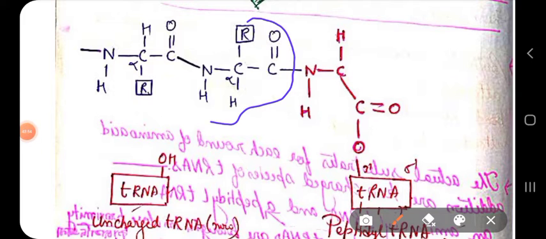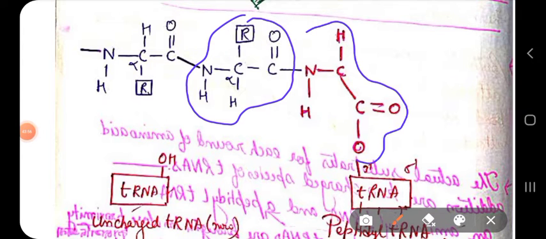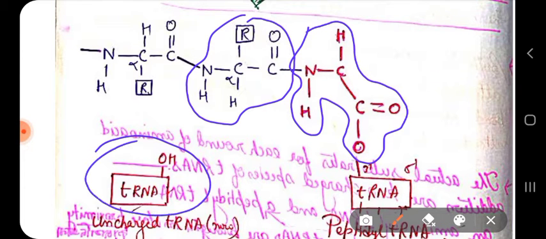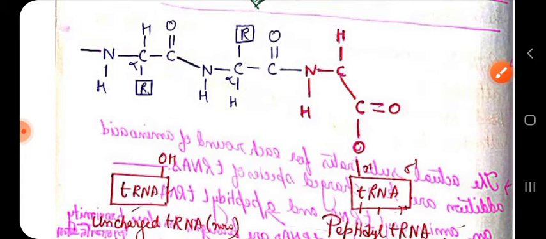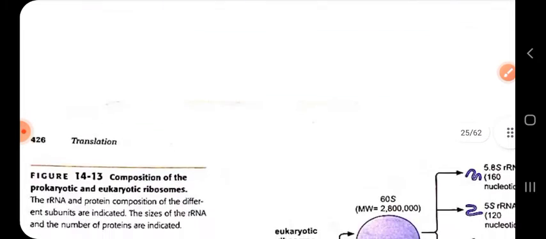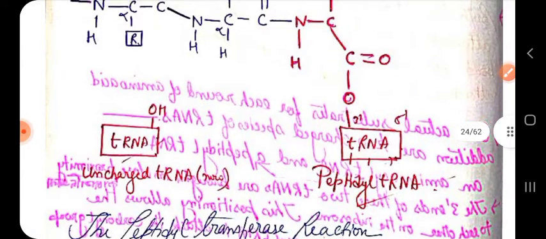So you can see the attachment occurs. This amino acid has been attached to the amino acid of the peptidyl tRNA, and the peptidyl tRNA now fully loses its polypeptide chain. This is what is called the peptidyl transferase reaction, and this reaction is catalyzed by the ribosome.